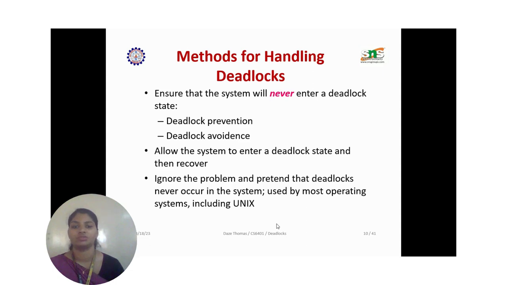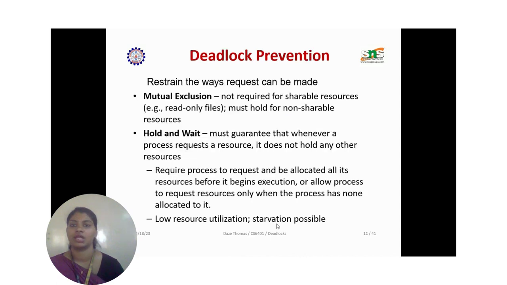Deadlock prevention allows the system to enter a deadlock state and then recover. It ignores the problem and pretends that deadlocks never occur in the system, which is used by most operating systems, including Unix. So we'll see deadlock prevention in detail.